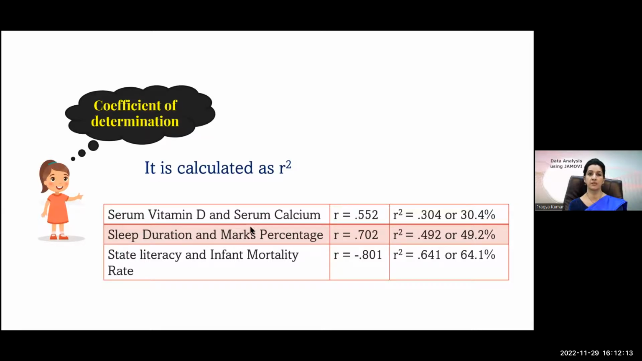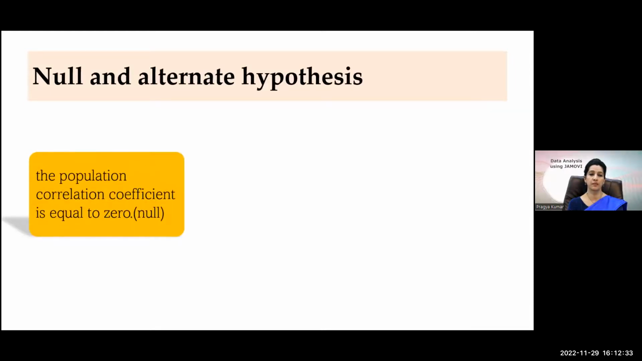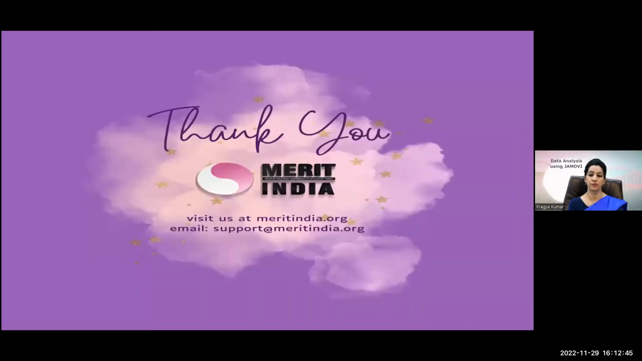Similarly, for percentage of marks, you can say that this is the dependent variable. So changes in the sleep duration are responsible for 49% variation in the percentage marks. So that's how you calculate and interpret the R square. So what will be the null hypothesis? The null hypothesis will be that the population correlation coefficient is equal to 0, whereas the alternate hypothesis will be that the population correlation coefficient is not equal to 0.